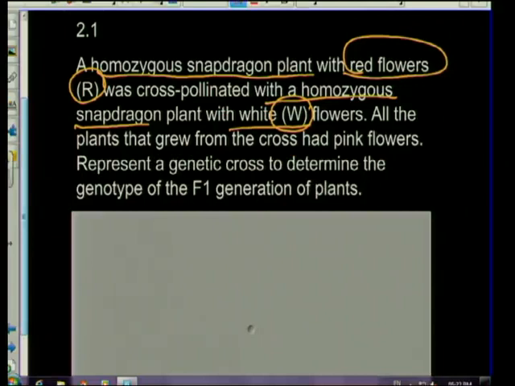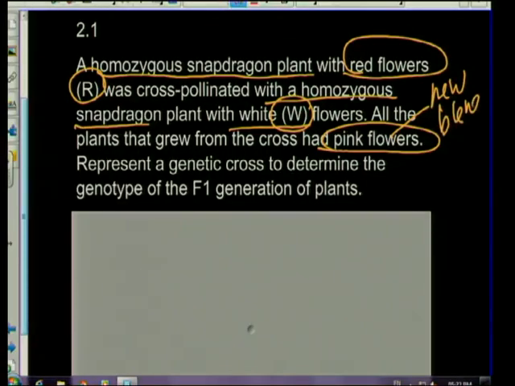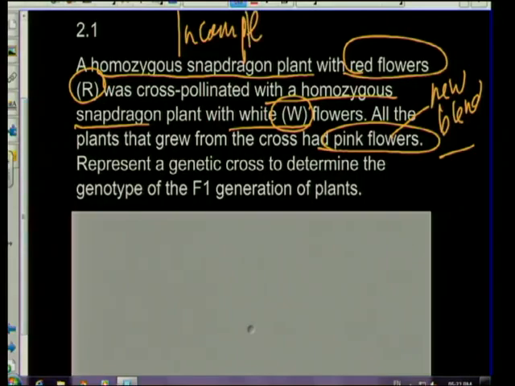Let's carry on. All the plants that grew from this cross had pink flowers. Is it red? No. Is it white? No. It's pink. So this is a new blend. That means neither red nor white is dominant over each other. Therefore, this is incomplete dominance. So it's important to see the results.